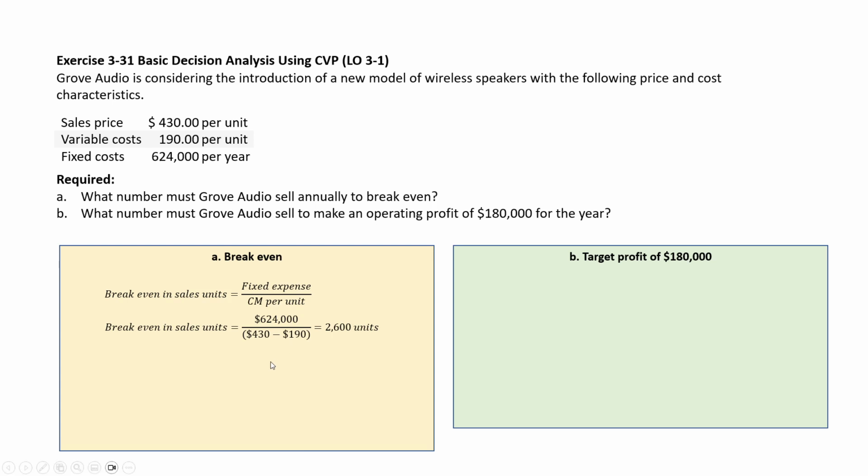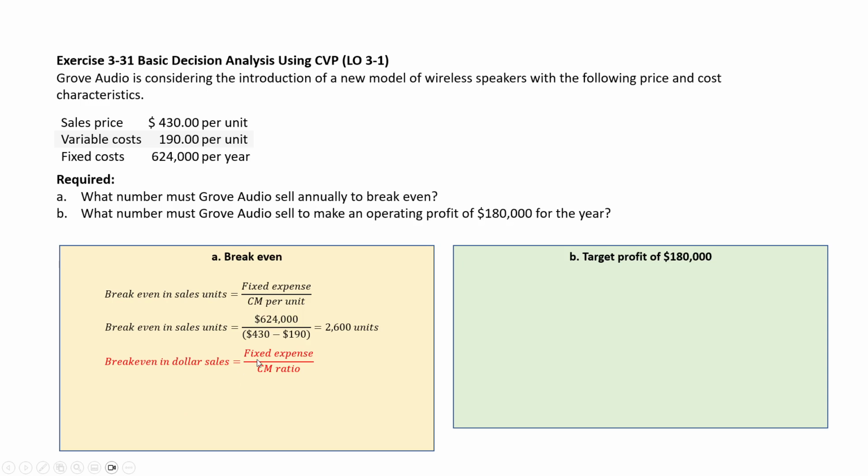If we wanted to know what the sales revenue needed to be versus the number of units, we could simply take the 2,600 units times the selling price per unit, $430. But if we wanted that anyway, we could have started out a little bit different way.